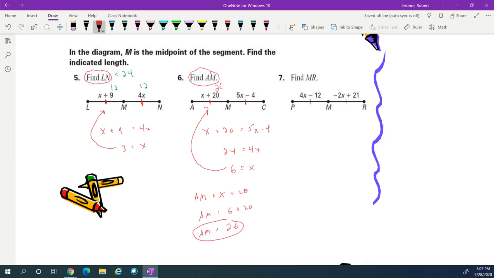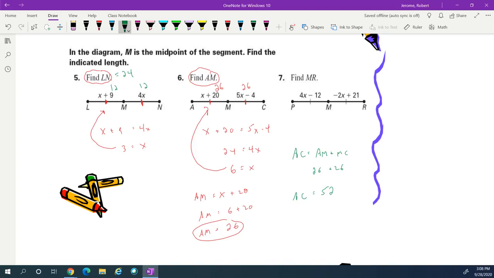So this is 26. Well, MC is also 26. We can plug it in, but we know that they're congruent. If we were asked to, we can say AC is AM plus MC, so that's 26 plus 26, and AC equals 52. Again, if we were asked to. The point is, use the rules to find x.